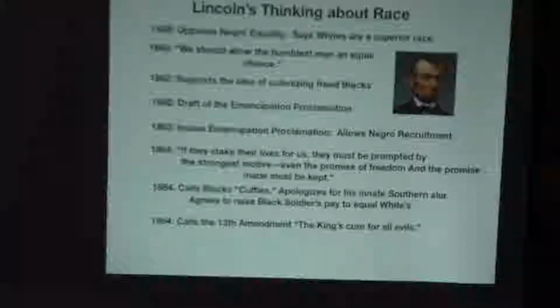And he was dissuaded from this idea very gradually. And one of the people who dissuaded him was Frederick Douglass, who he came to call his friend.